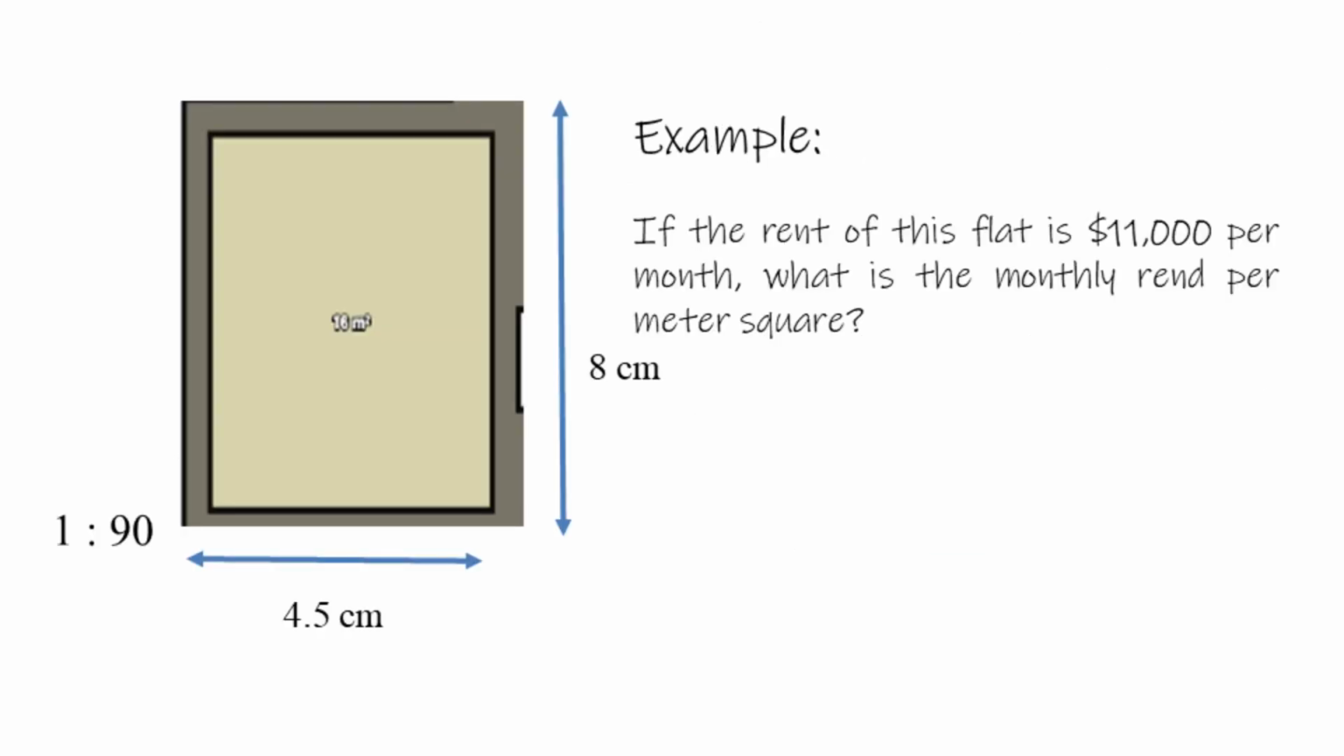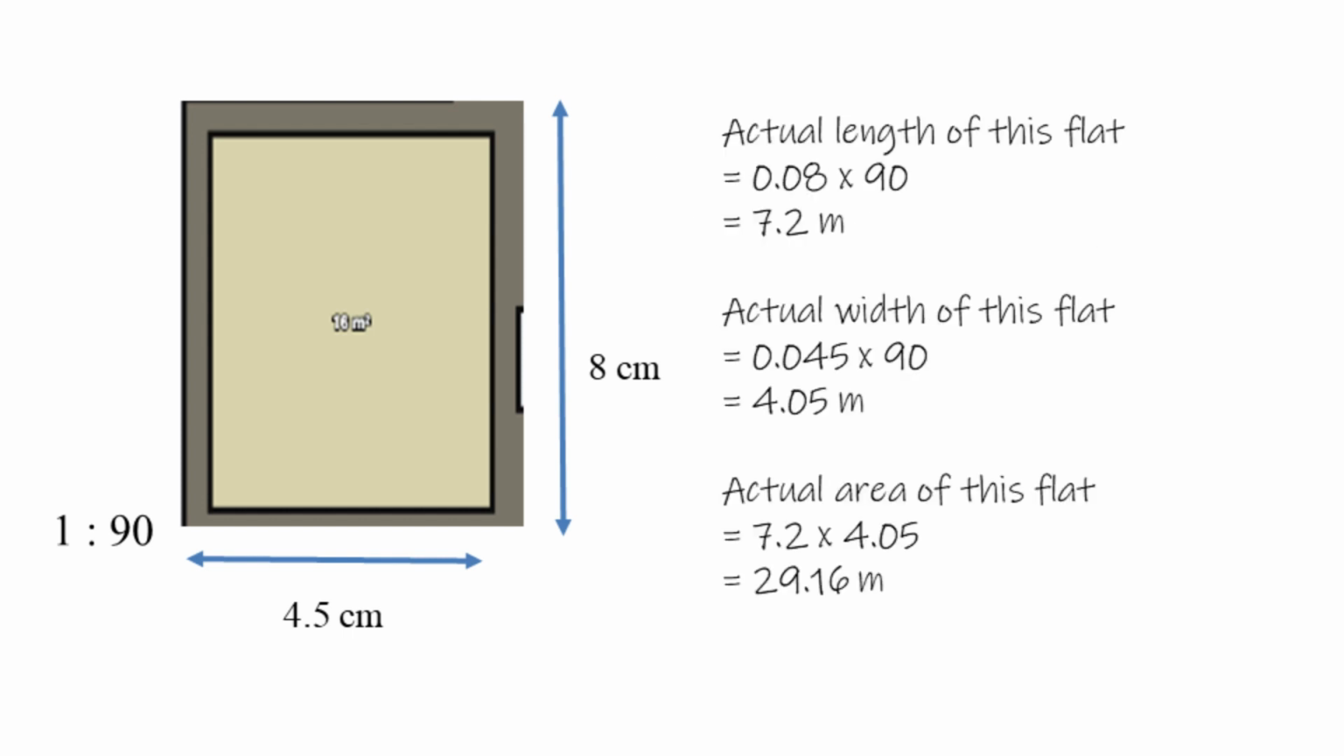This figure with a scale of 1 to 90 shows a floor plan of a flat. The dimension of this flat in the picture is 8 cm times 4.8 cm. If the rent of the flat is $11,000 per month, what is the monthly rent per meter squared? To solve this problem, we calculate the actual area of this flat at first.